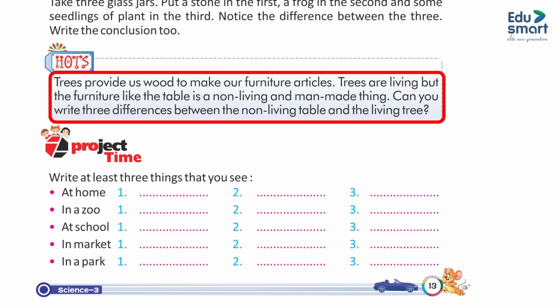Trees provide us wood to make our furniture articles. Trees are living, but the furniture like the table is a non-living and man-made thing. Can you write 3 differences between the non-living table and the living tree?